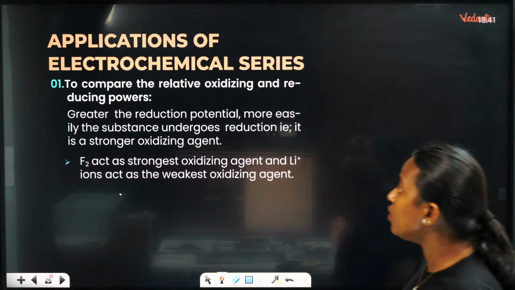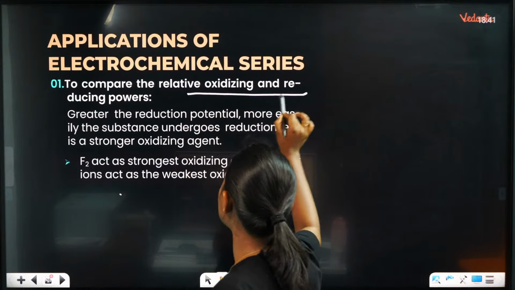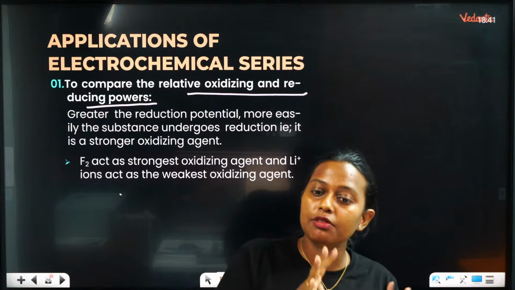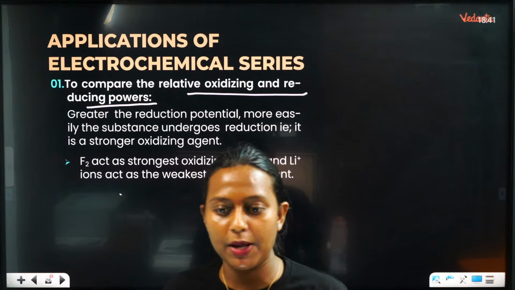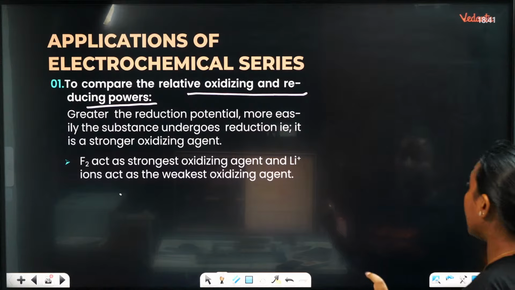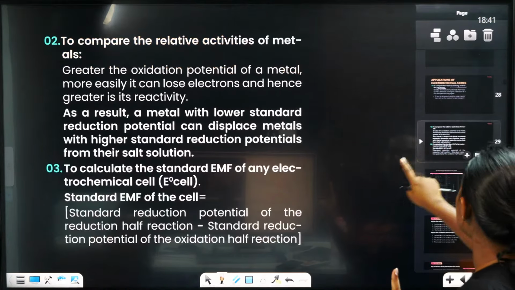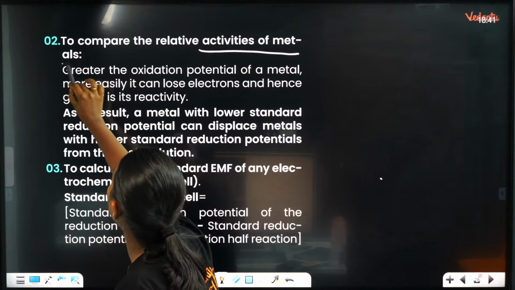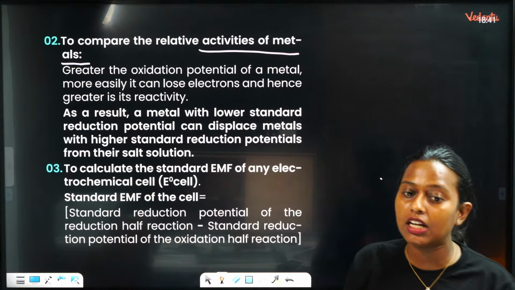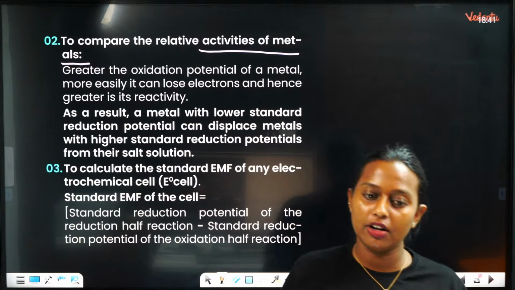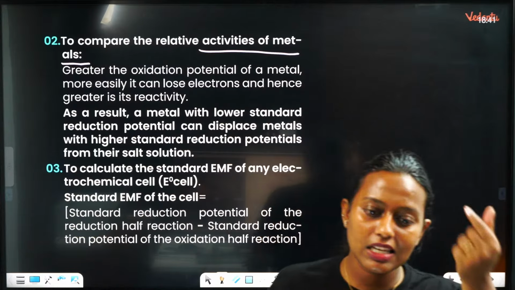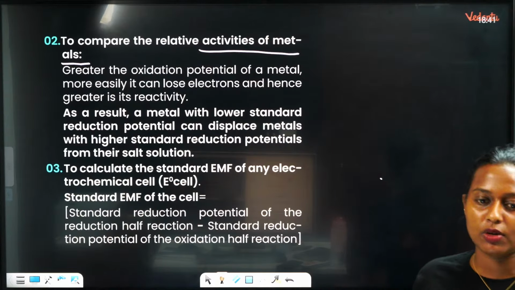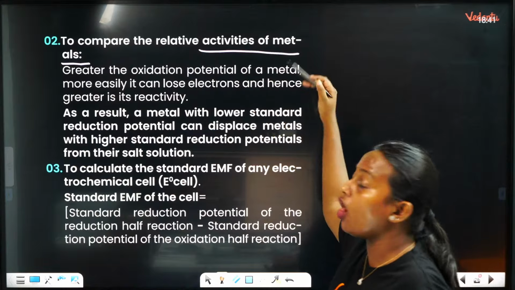First one, to compare the relative oxidizing and reducing power. That is the first application of electrochemical series. And the second application is to compare the relative activity of metals. We can compare the activity of metals with the standard reduction potential, that is, using the electrochemical series.